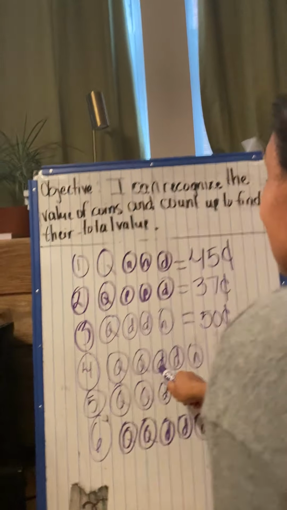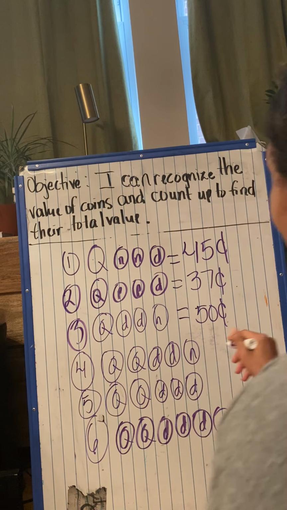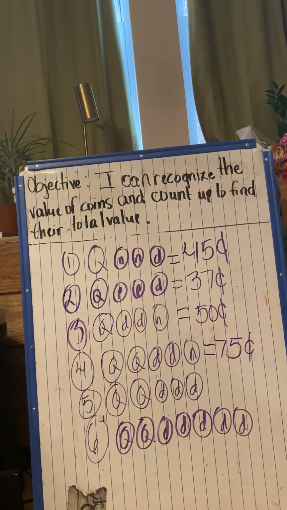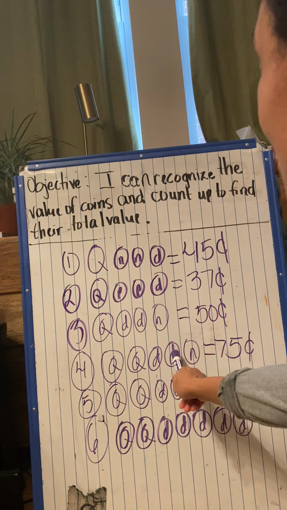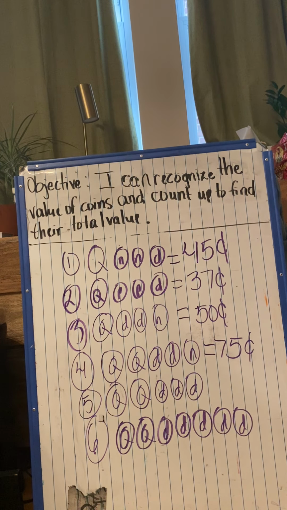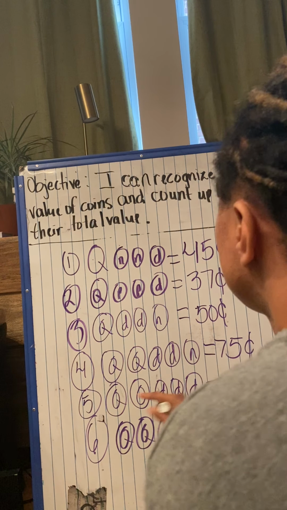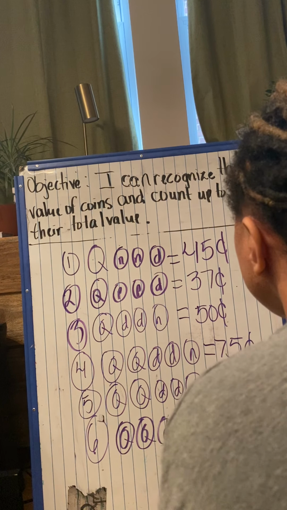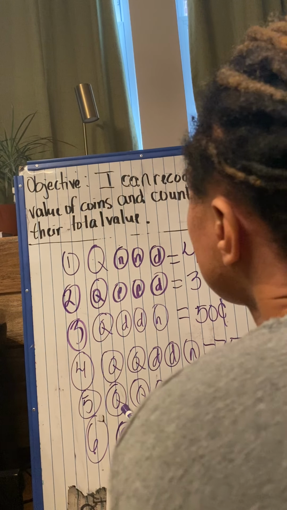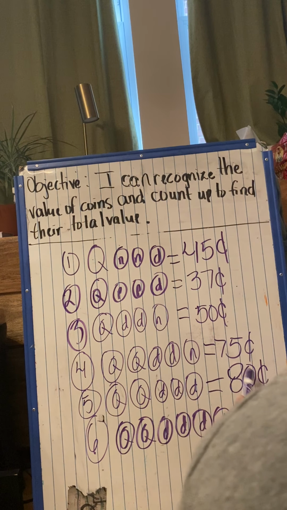25, 50, 60, 70, 75 cents. What about number 5? Would you rather have number 4, 2 quarters, 2 dimes, and a nickel, or would you rather have 2 quarters and 3 dimes? I would rather have number 5, which is 2 quarters, 3 dimes, because number 5 has a higher amount than number 4. 25, 50, 60, 70, 80 cents.